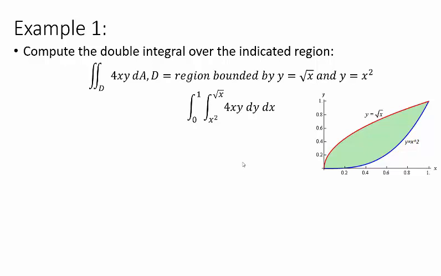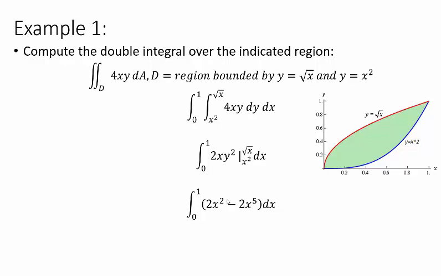Now once you do this, it's pretty trivial. The first thing you're going to do is integrate with respect to y, so you keep x constant. The integrand 4xy, with x constant, integrates to 2xy squared. Now you just use the fundamental theorem of calculus to plug in. When I plug the square root of x in for y, the square root of x squared becomes x, times x gives x squared. When I plug x squared into y, squared squared gets me x to the fourth, times another x gets me x to the fifth.